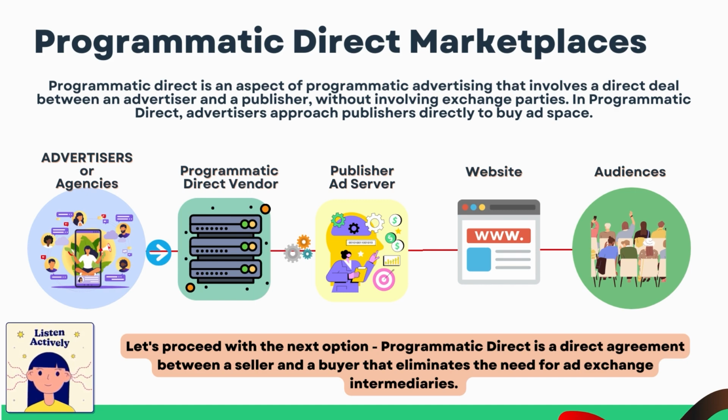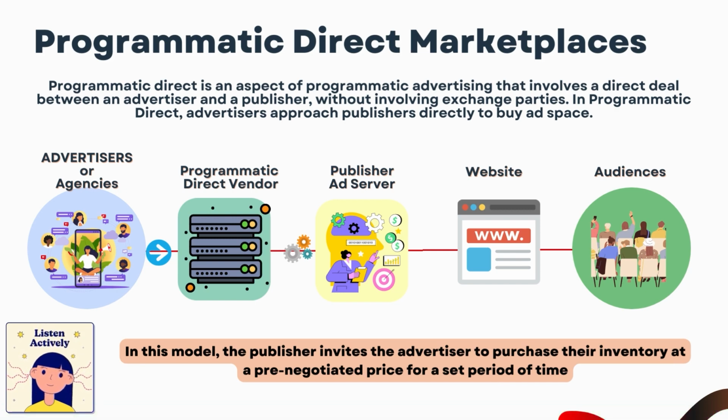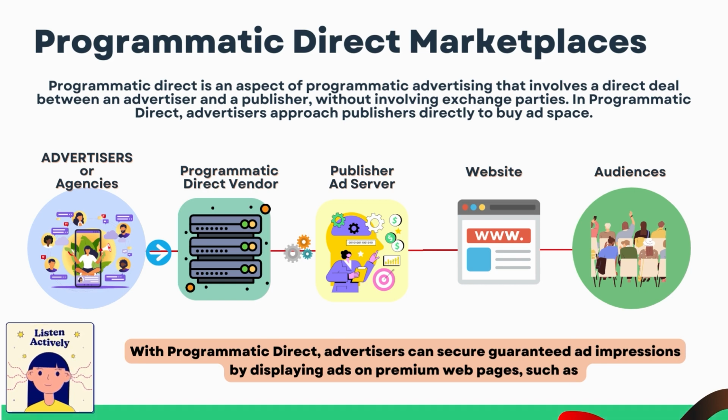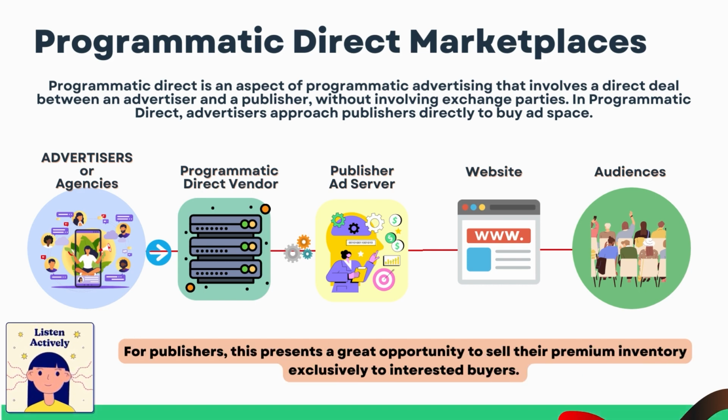Programmatic Direct is a direct agreement between a seller and a buyer that eliminates the need for ad exchange intermediaries. In this model, the publisher invites the advertiser to purchase their inventory at a pre-negotiated price for a set period of time. With Programmatic Direct, advertisers can secure guaranteed ad impressions by displaying ads on premium web pages, such as home or landing pages, with both parties agreeing on a fixed CPM before closing the deal.